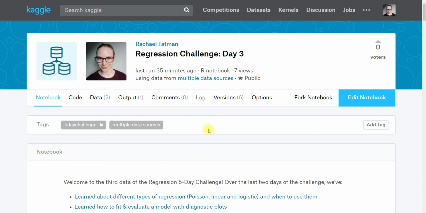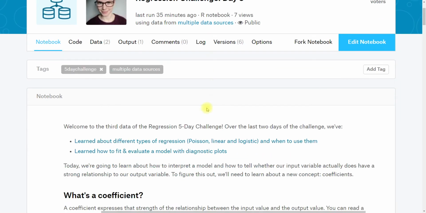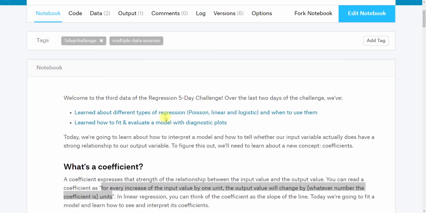All right, hello, and welcome to day 3 of the Regression Challenge. Yay! So in the first day, we learned about different types of regression: Poisson regression, linear regression, and logistic regression.